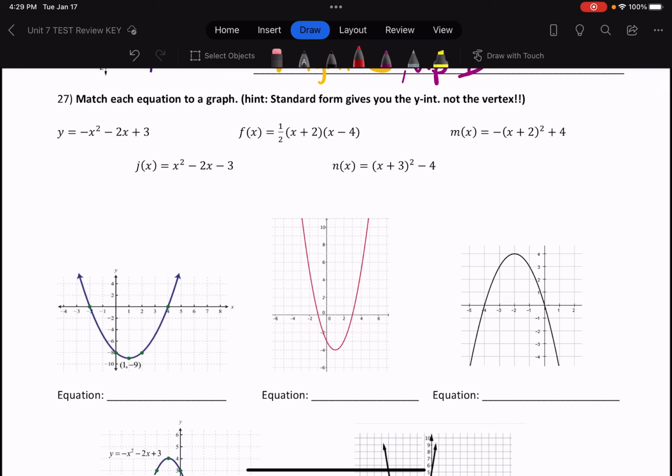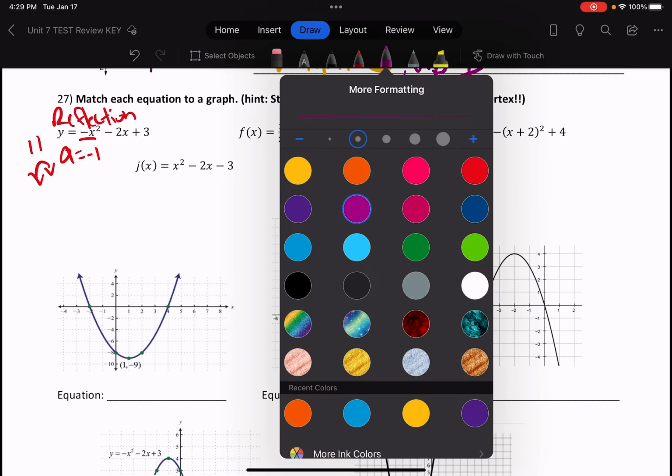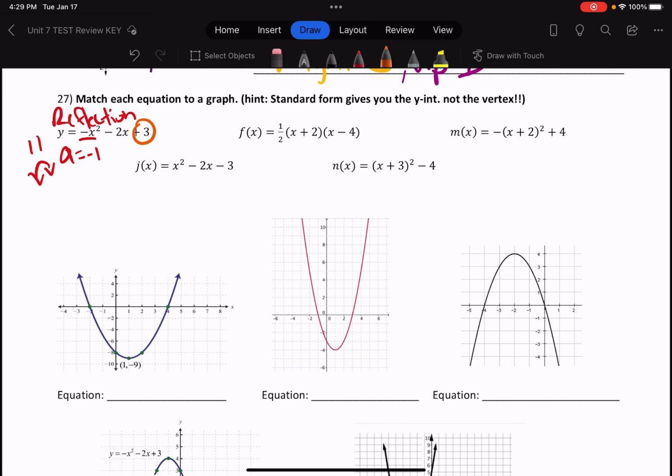For this first equation, I know that my a is -1, so I know there's going to be a reflection, or it's going to face down. Since a is negative, we're going to have a parabola that faces downward. And it also is going to have a y-intercept at 0, 3. So I'm looking for one that has a y-intercept at 0, 3 and facing down.